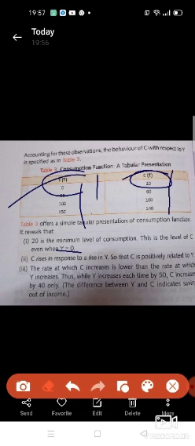The rate at which C increases is lower than the rate at which Y increases. Thus, while Y increases each time by 50, C increases by 40 only. The difference between consumption and income indicates saving out of income.